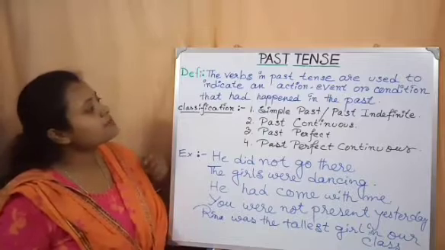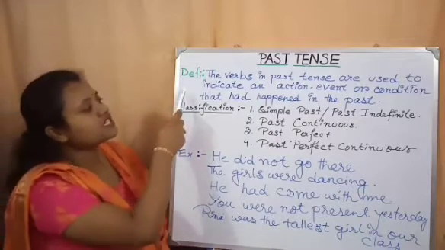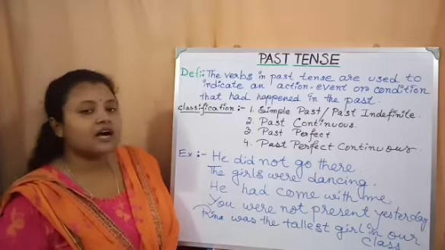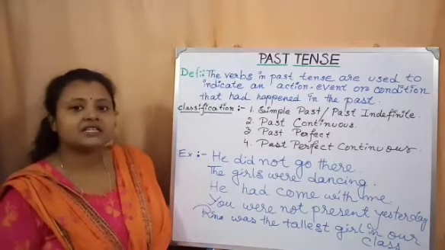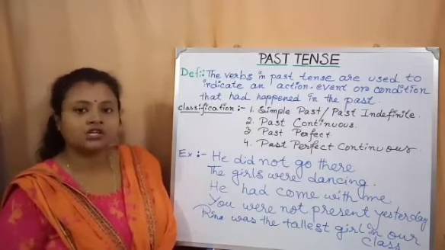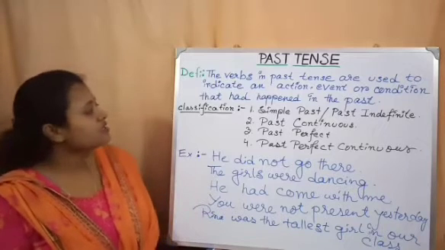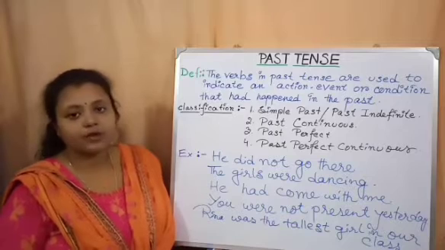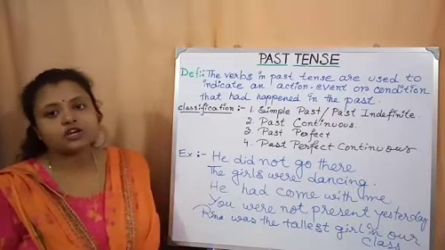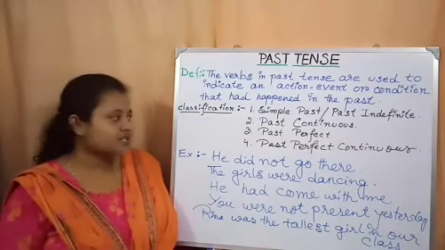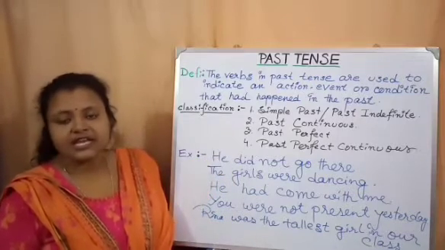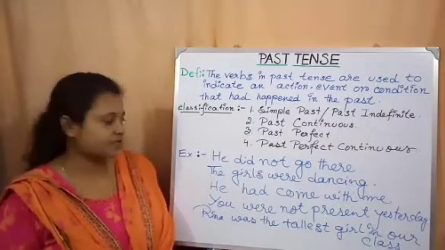The verbs in past tense are used to indicate an action, an event or a condition that has already happened or occurred in the past. There are four classifications of the past tense: simple past or past indefinite, past continuous, past perfect and past perfect continuous. Let me give you some examples.